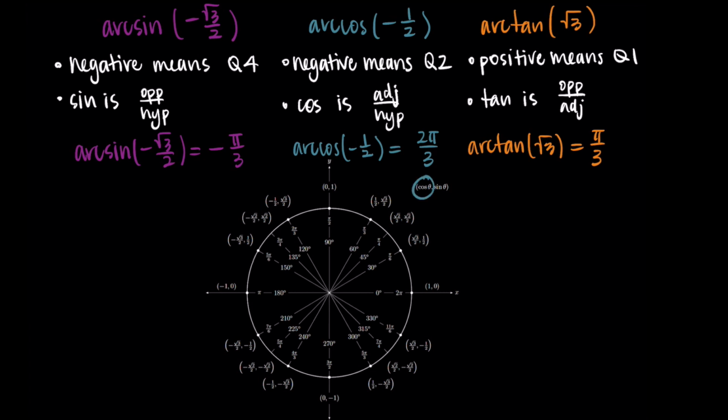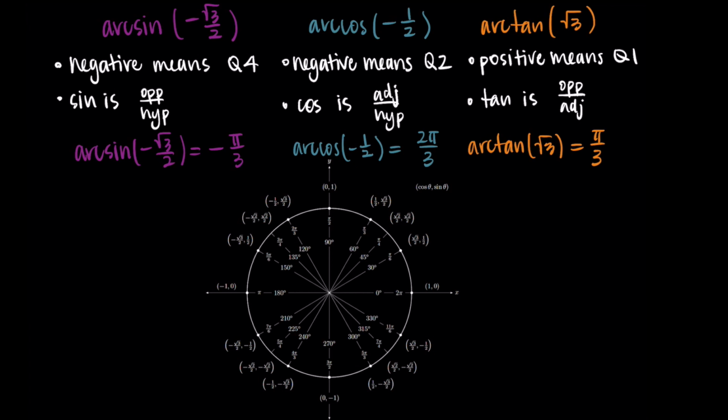So for cosine, cosine is the x. I'm looking at where it is negative 1/2. My options are quadrant 1 and quadrant 2, but I'm looking at this negative 1/2 in quadrant 2. This corresponds to the angle 2 pi over 3, so my solution is 2 pi over 3.